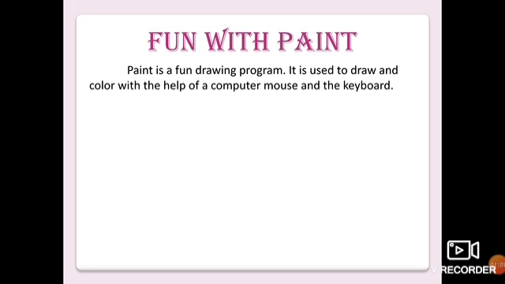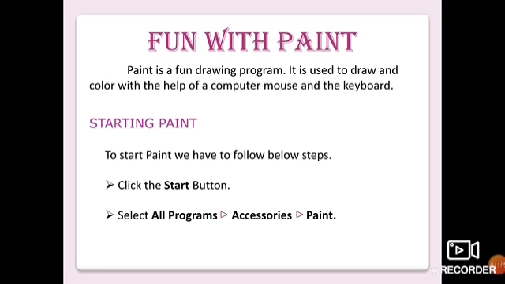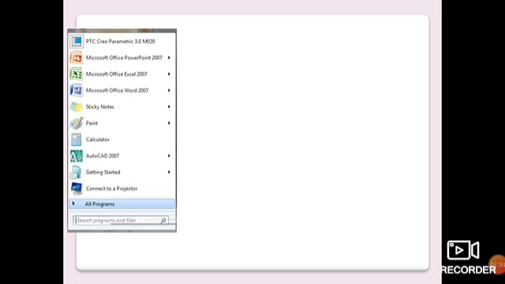So children, usually it is used to draw and color with the help of mouse as well as keyboard. Now the question arises, how to start it? So children, here are the steps where we can start the paint program. So first you have to go to the start button. Whenever you go to your computer, at the bottom, below this, you have a start button with a small windows icon.